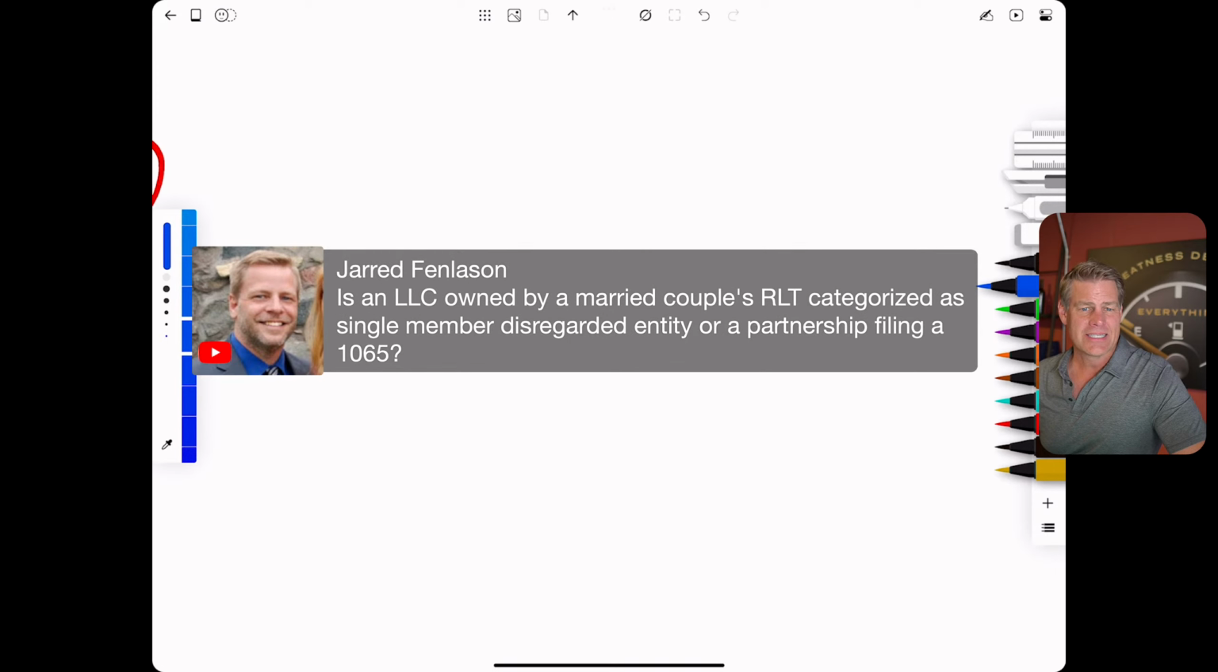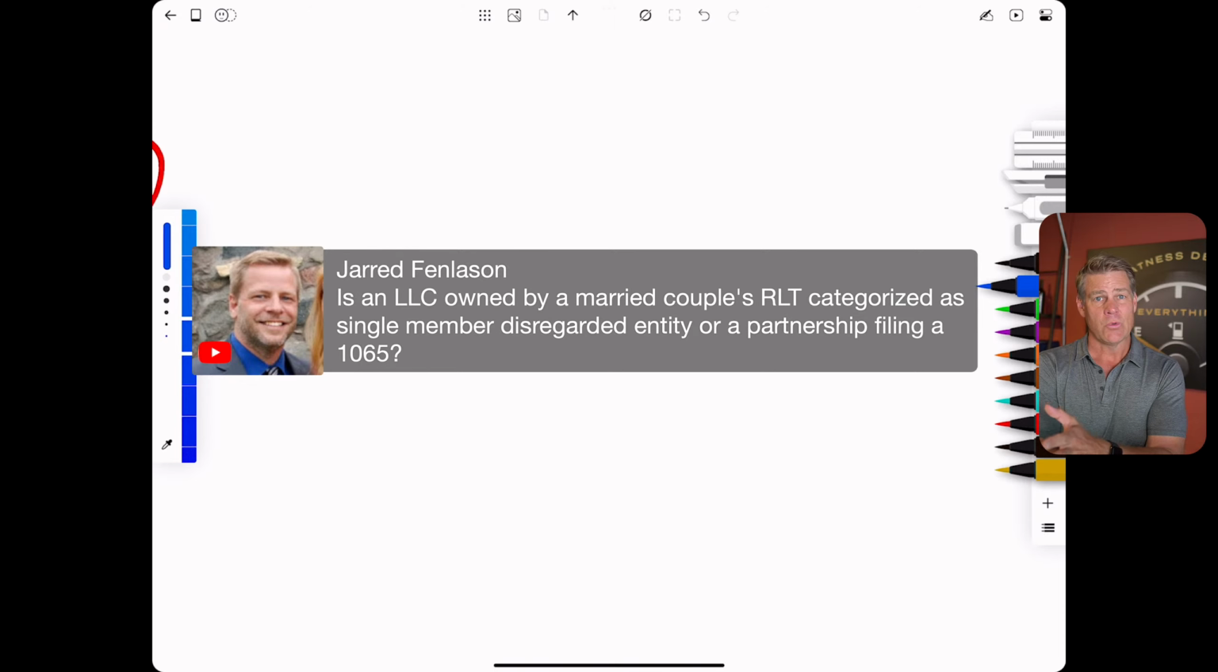Jared asks: is an LLC owned by a married couple's revocable living trust categorized as a single-member disregarded entity or a partnership for 1065 purposes? Jared, whether your LLC is a partnership or a disregarded entity, that determination was made when you applied for your EIN number. So I don't know. Whoever set up the LLC would have made that election. Now, if it's owned by a joint living trust and you live in a community property state, it could be disregarded. It could also be a partnership. If you live in a non-community property state, then technically it's supposed to be a partnership.